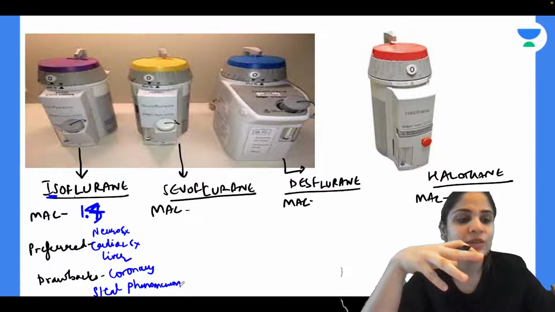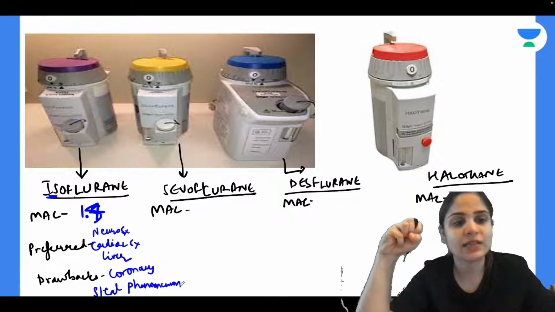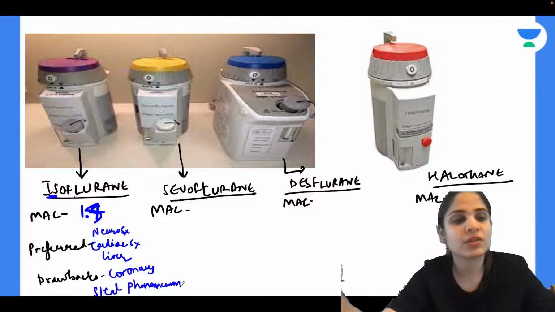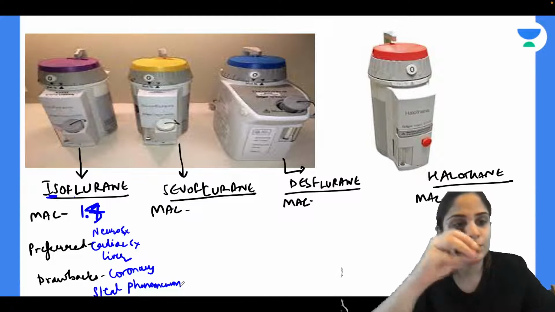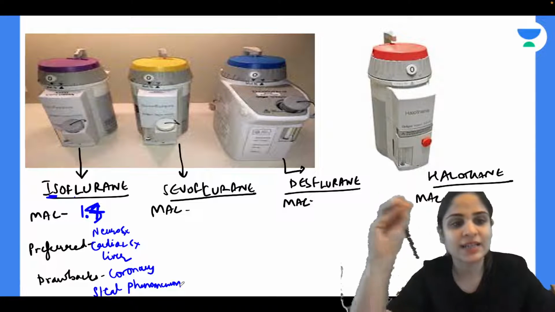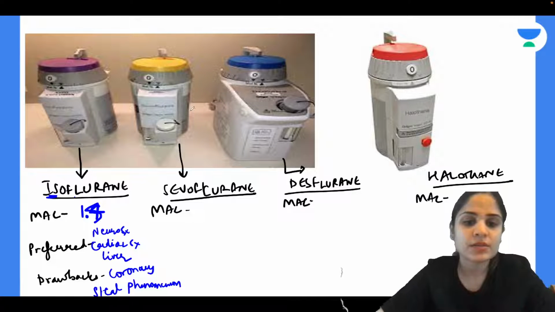So in coronary steal phenomenon, the blood flow from the ischemic area is taken instead and it is given to the richly perfused area. So the poor is being made poorer and the rich is being made richer. Coronary steal phenomenon. Alright. Now what is the MAC of sevoflurane?